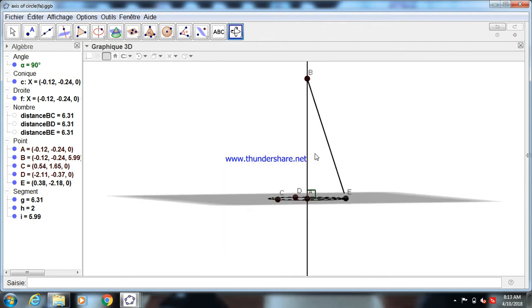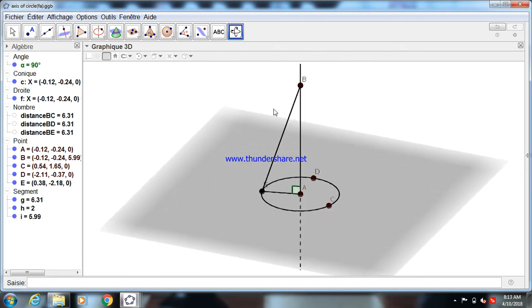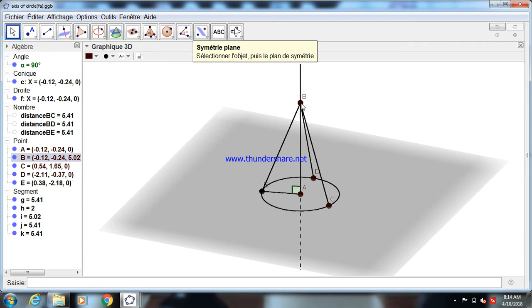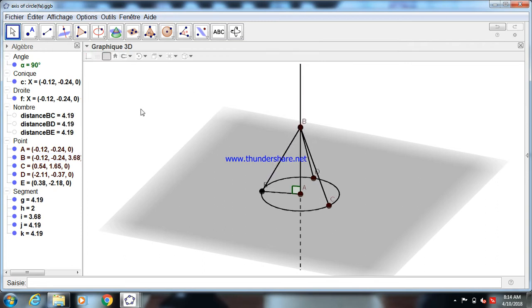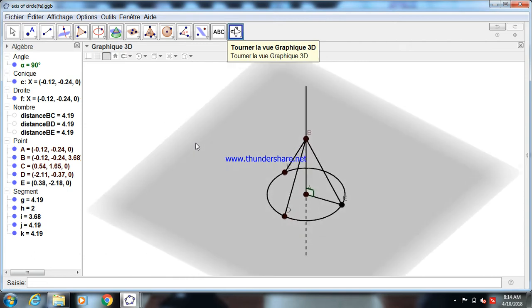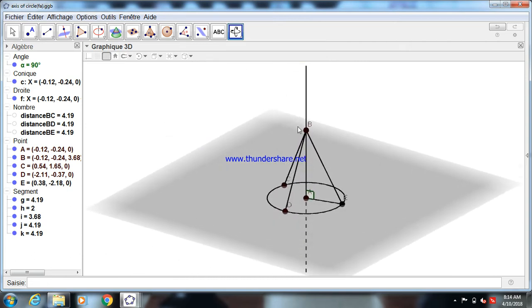We can check that. Okay, the distance from B to D and from B to C and from B to E, these distances are all equal. Okay, and the distance here is 6.31. If I take the point B and I go down on the axis of the circle, you see that the distance changes but is still equal, 4.19, 4.19. This is the axis of the circle. It shows this axis of the circle is perpendicular to the plane that contains the circle. Okay, this is the first activity.